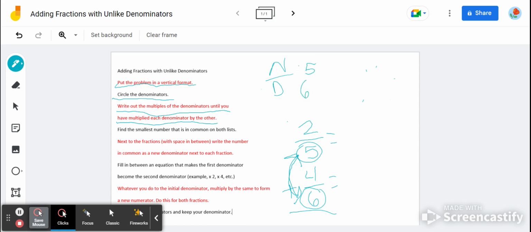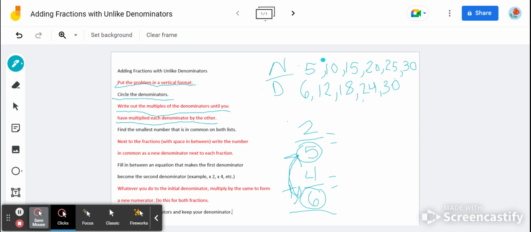So I'm going to write down the multiples of 5 until I get to 6 5s. So 5, 10, 15, 20, 25, 30. There's 1, 2, 3, 4, 5, 6 5s. And then 6, 12, 18, 24, 30. Okay, 1, 2, 3, 4, 5, 6 6s.